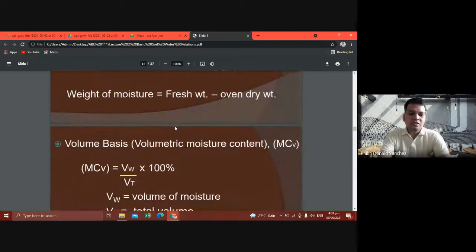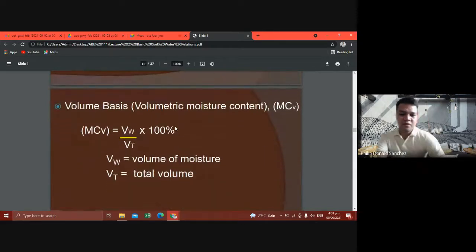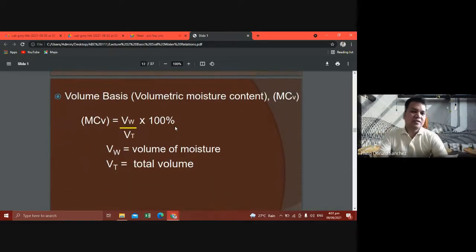All right. So if it is on a volume basis, guys, it's the volumetric moisture content. It's a different story. Why? It's the volume of moisture divided by the total volume. But how can we measure the total volume, no? So it's a different story because weight is different from volume.